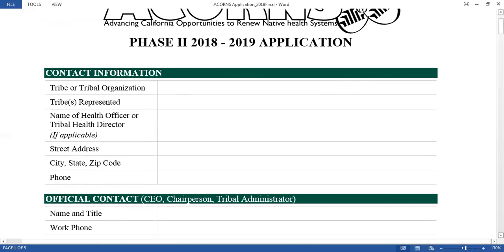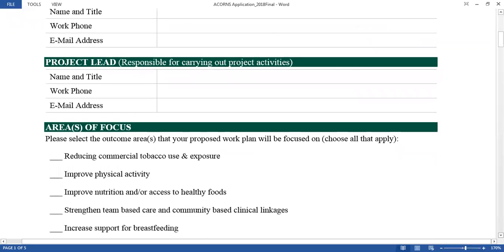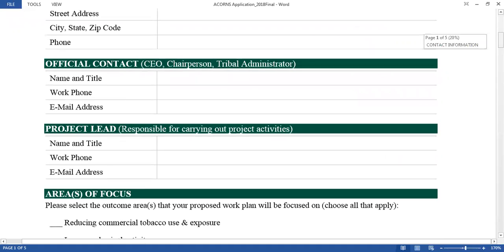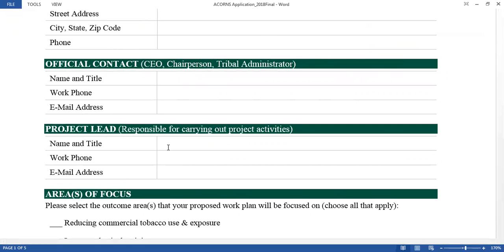Under the official contact, this is the person who will be signing off on reports and signing the subcontract, the person who is an authorized signature. Under the project lead, please provide the name and contact information for the person who will be carrying out the project activities.